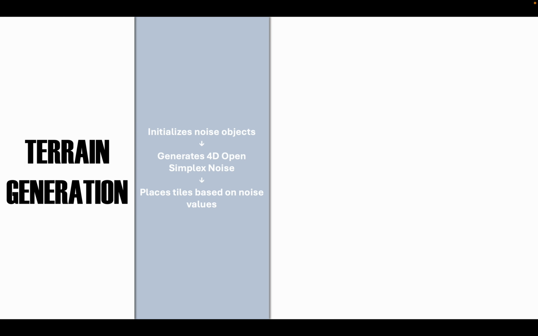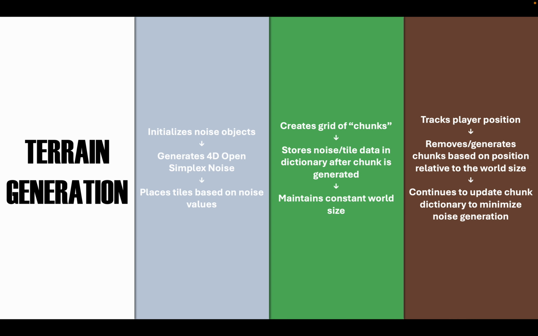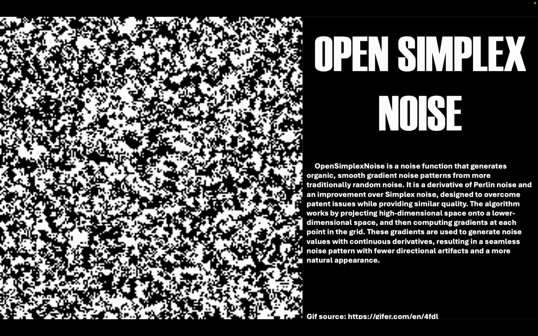So jumping into the actual procedural generation, starting with terrain generation, the first that the user encounters. It starts by initializing noise objects, generating 4D open simplex noise, which we'll talk about a little bit more later. And then it places tiles based on those noise values. Then a grid of chunks is created around the player that stores that data, the player position is tracked, and more of those noise objects are used to generate the tiles around that new position. So what is open simplex noise?